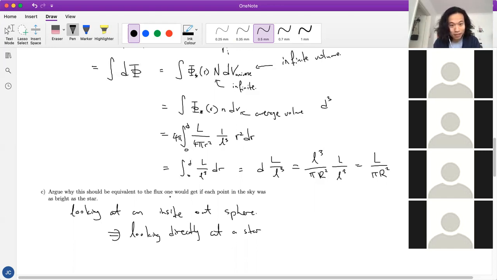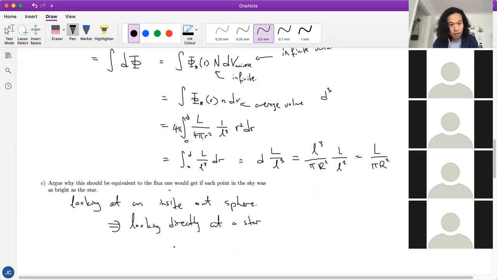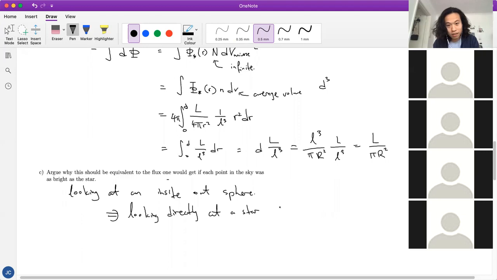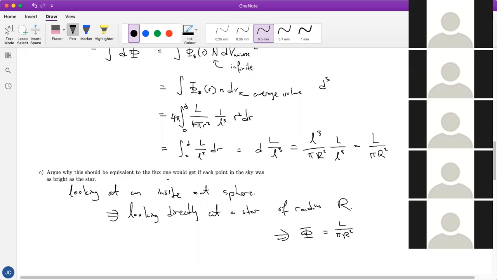it's not very clear that the sky is as bright as a star right up at you, in a sense. So if I was looking directly at a star of radius r, then obviously the total luminosity L equals pi r squared. Does that make sense? I feel like this is one of those things that sounds obvious, but then becomes really difficult to explain.